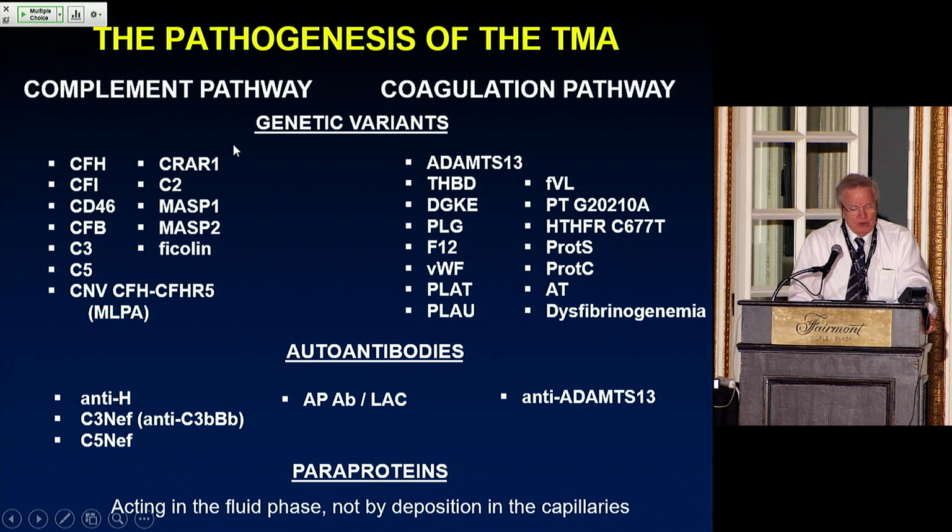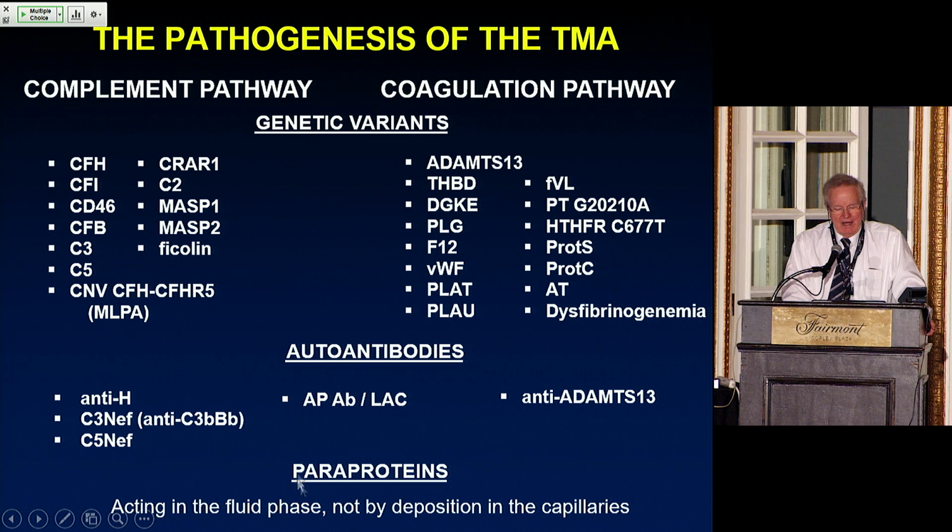In addition to the genetic abnormalities, you potentially have autoantibodies. On the complement cascade, you have anti-factor H, the C3 nephritic factor, and the C5 nephritic factor autoantibodies. On the coagulation pathway, you have anti-ADAMTS13 in case of TTP, for example. In between, I don't know where to put them, are antiphospholipid antibodies and the lupus anticoagulant. Hard to tell where they belong. They probably belong to more than one factor.